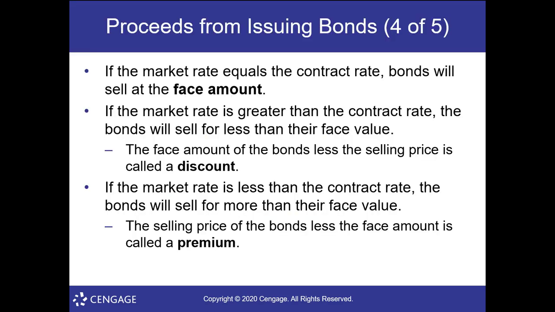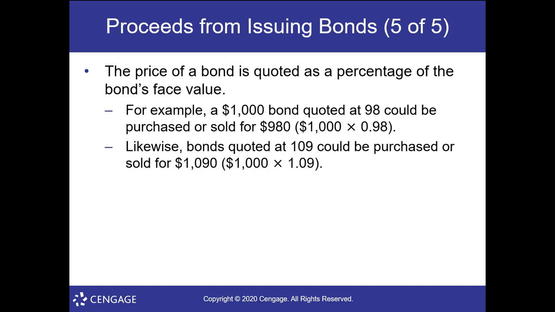So market rate equals contract rate, the bonds sell at face. If the market rate is greater than the contract rate, it's a discount. And if the market rate is less, it is a premium. Bonds are typically quoted as a percentage. So a quote in the Wall Street Journal could be 98 or it could be 109. A 98 bond will sell for $980, and a 109 bond, a premium bond, will sell at $1,090.